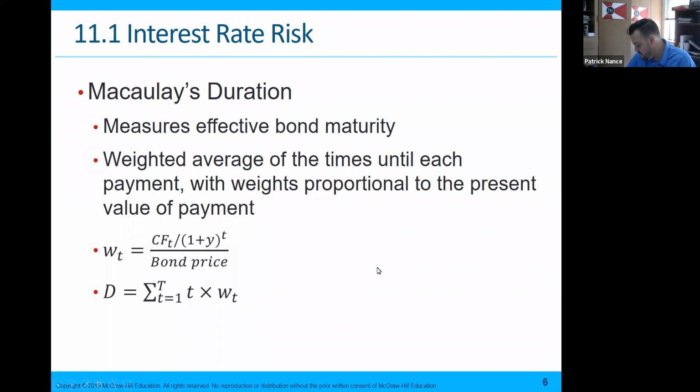Okay, Macaulay's duration. This is the measure of the effective maturity of a bond, defined as the weighted average of the time until each payment, with weights proportional to the present value of those payments. So this measures the effective bond maturity. This is our method we can use to figure out what the interest rate risk is relative to the maturity of the bond, as it relates to the maturity time frame of the bond.